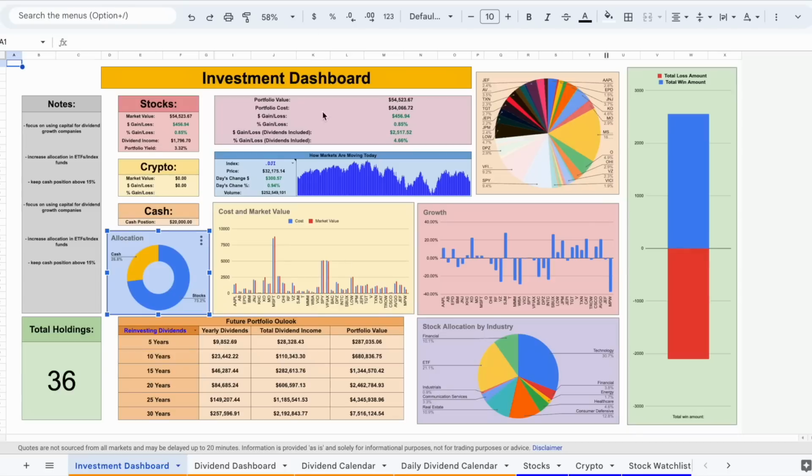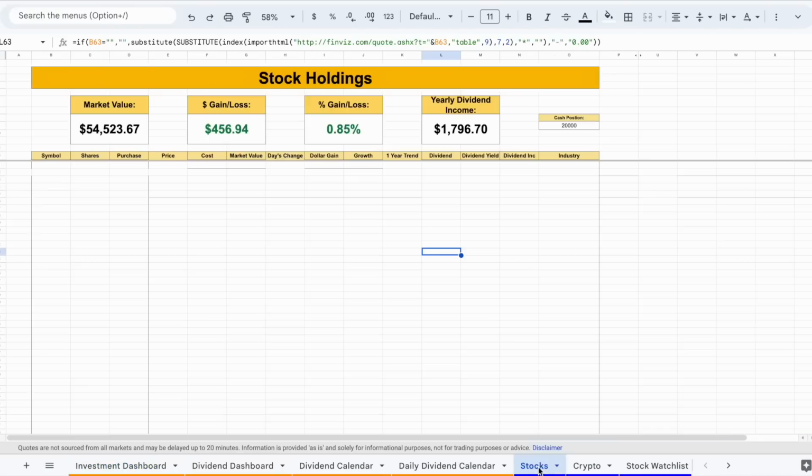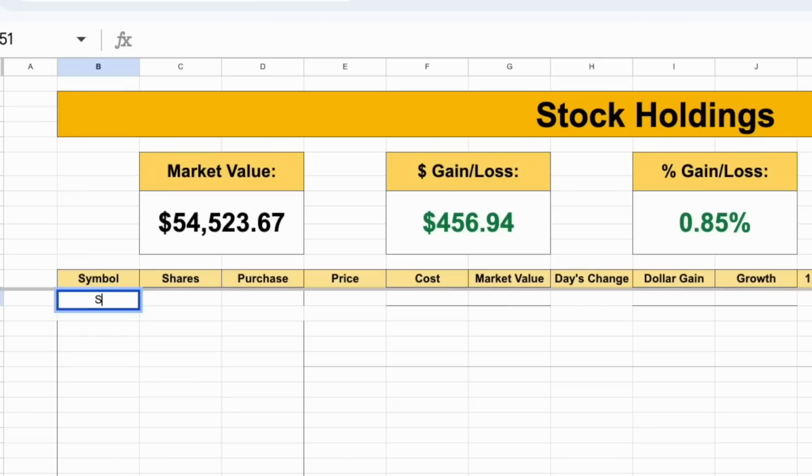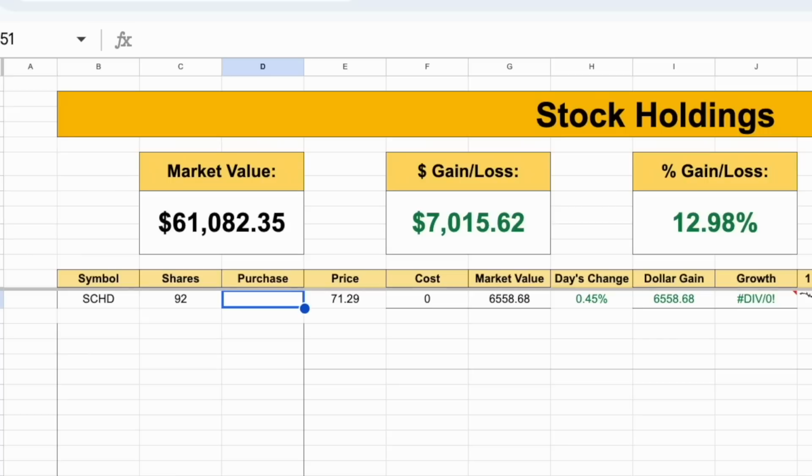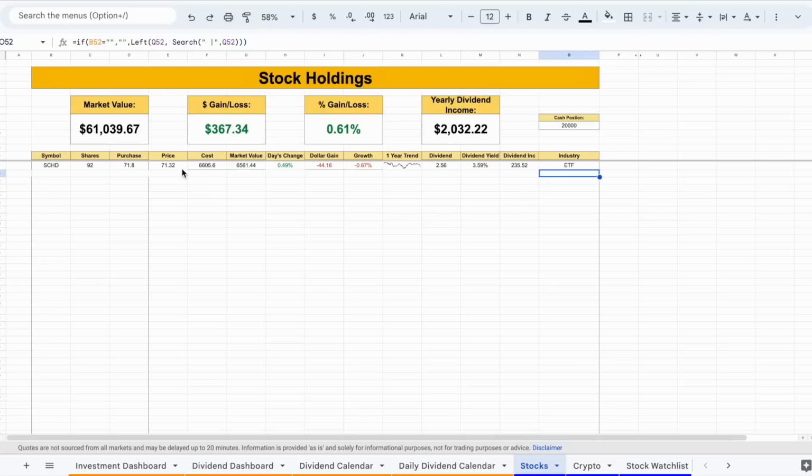So let's go ahead and jump over to my investment dashboard and plug in this new position in my portfolio. We'll click on the stocks tab. I'll come here, plug in SCHD, and I actually added a large amount to my portfolio. I added 92 shares at a purchase price of $71.80. So when I hit enter, you can see all of this data is going to automatically load in.